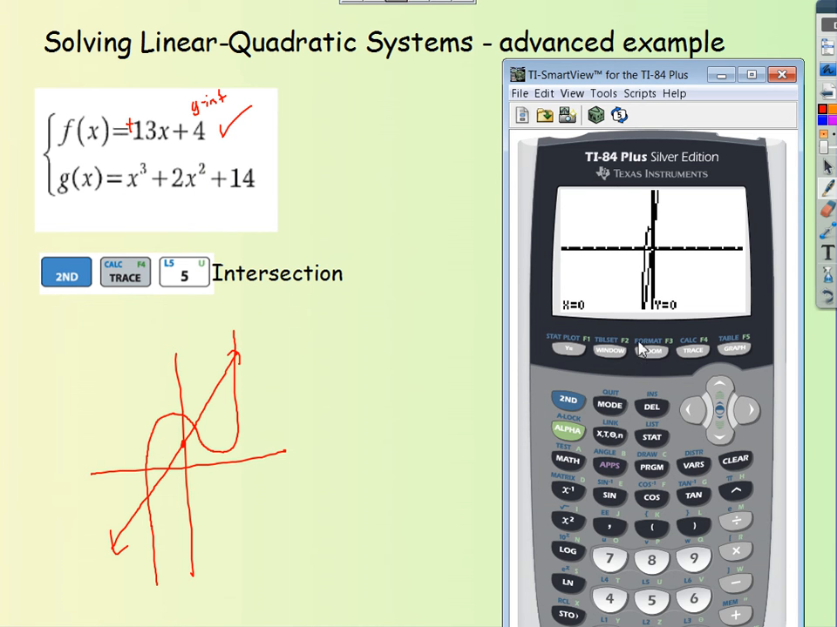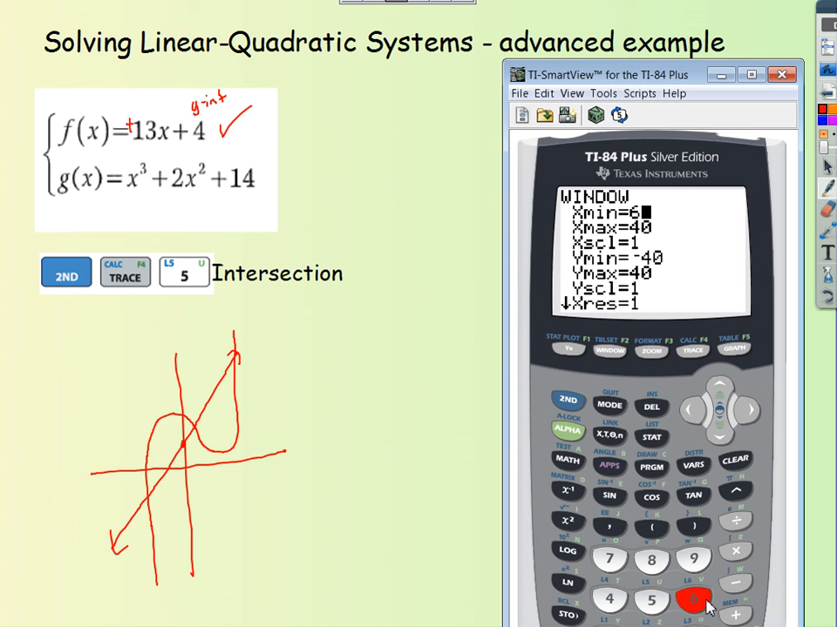So what would probably be better is if I went back to my standard window. So Zoom 6. Go back to your standard window.